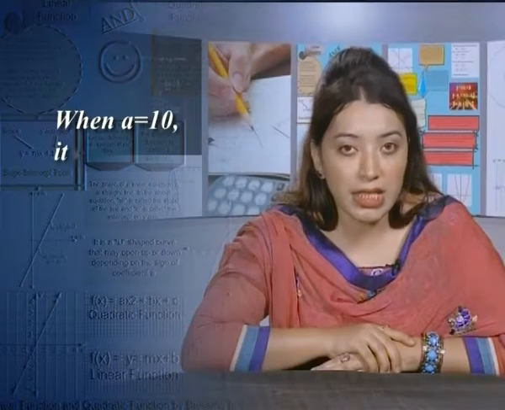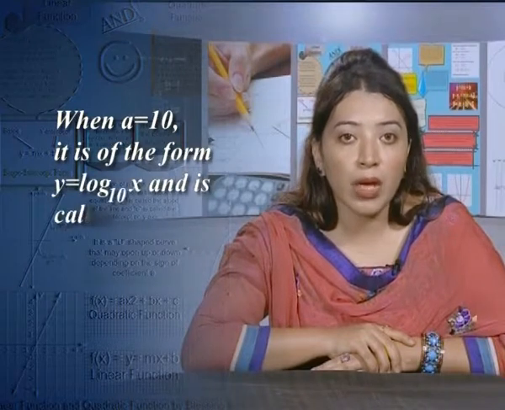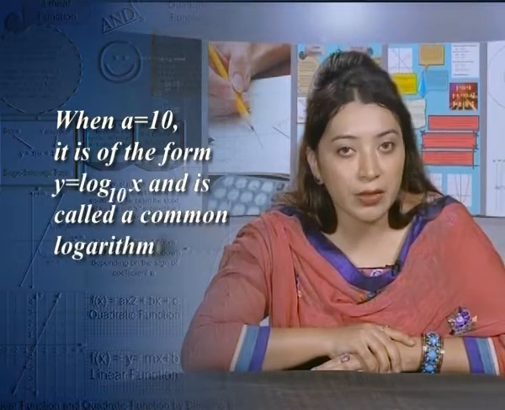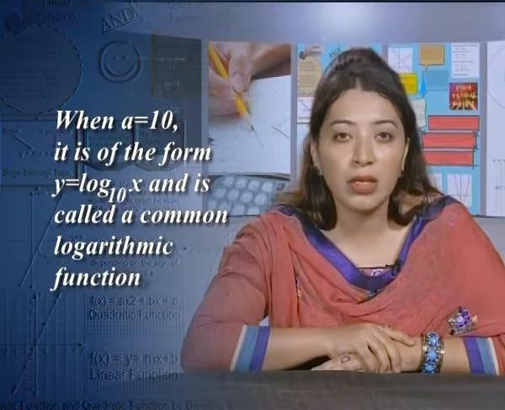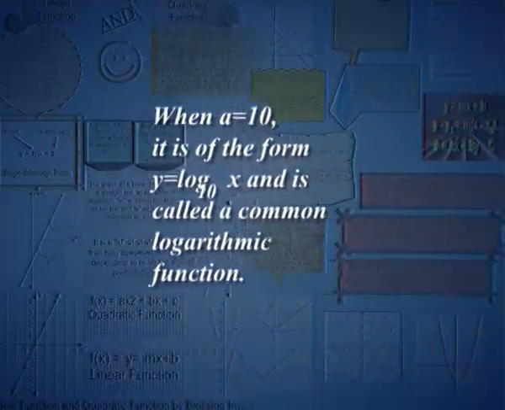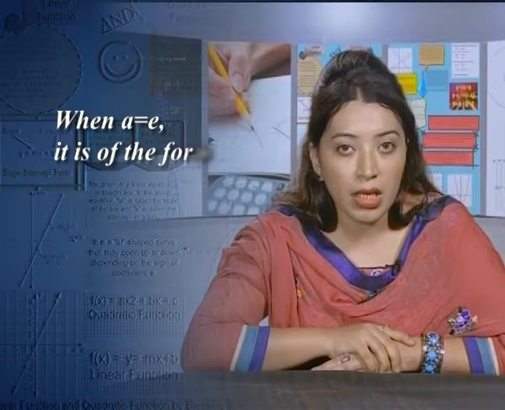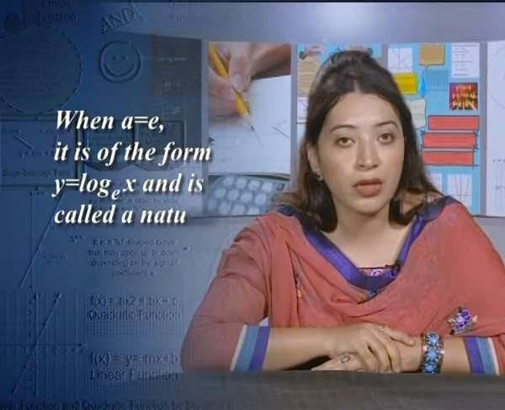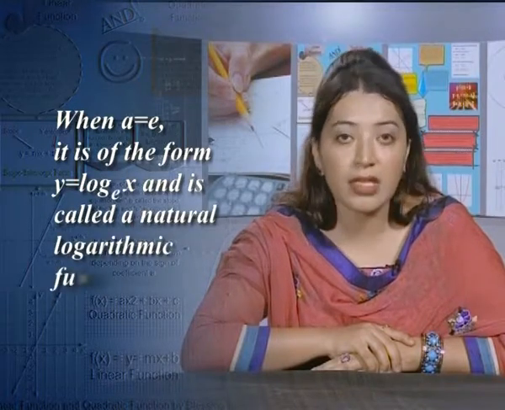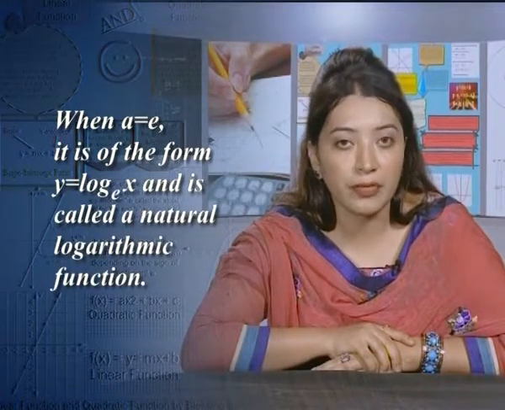When a is 10, it is of the form y equals log of x to the base 10 and is called a common logarithmic function. When a equals e, it is of the form y equals log of x to the base e and is called a natural logarithmic function.